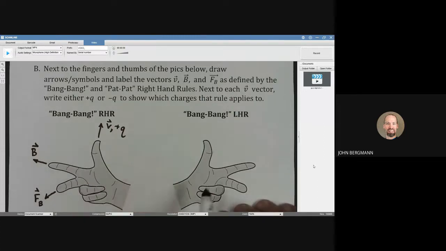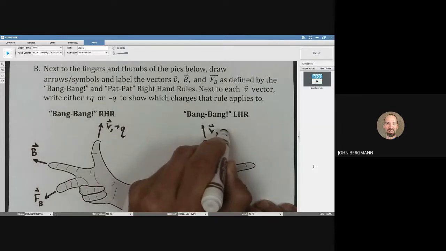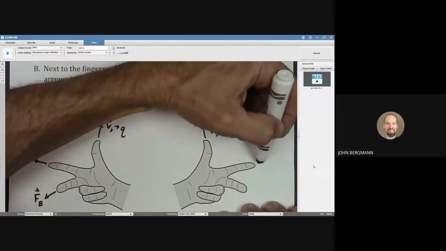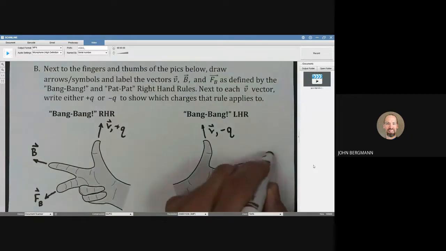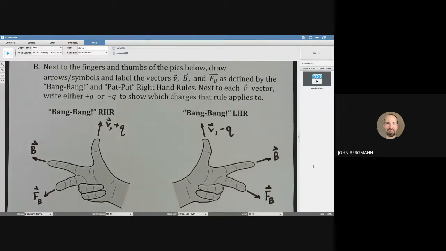If we have a negative charge, Thumbkin points again in the direction that the charge is moving. We use the left-hand rule for negative charges. Once again, the pointer finger represents the direction of the external magnetic field that this charge is moving through, and then tall man points in the direction of the magnetic force on, in this case, the negative charge. That's the bang-bang right-hand or left-hand rule with regard to what direction a magnetic force acts on a moving charge.